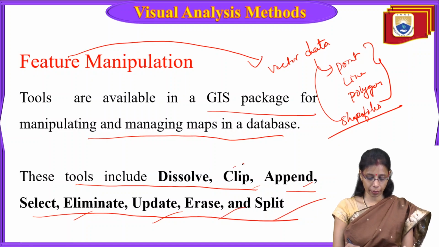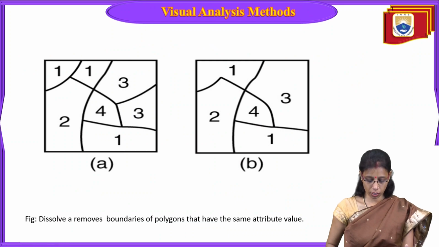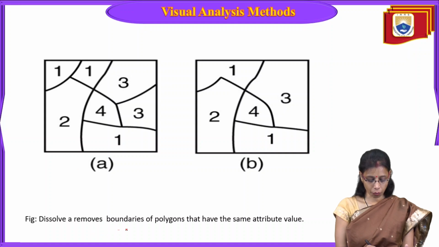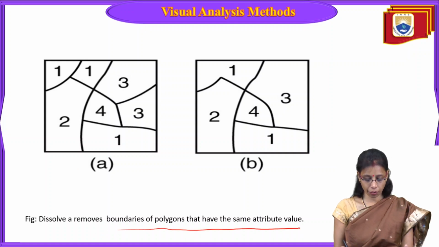So these options can be done only for vector data. Let us see what dissolve is first. Dissolve removes the boundaries of the polygons that have the same attribute value.